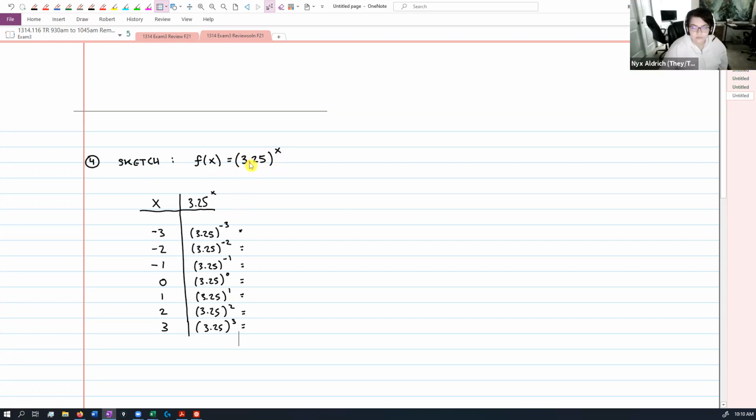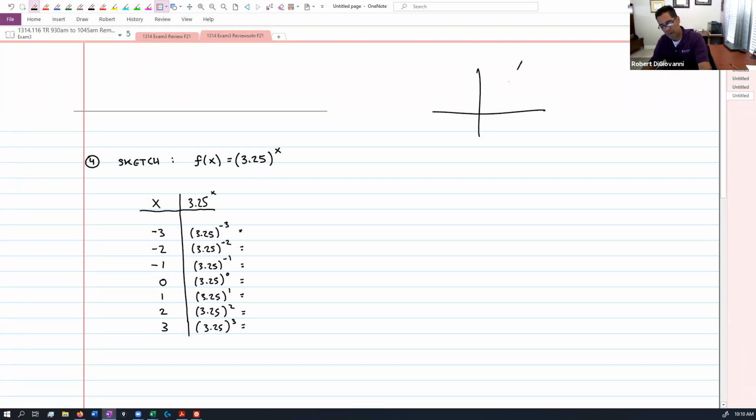Growth, because this number is greater than 1. If it's greater than 1, it's growth. And that means that the graph should look something like this. That's what growth is. And that happens if the number on the bottom is bigger than 1.